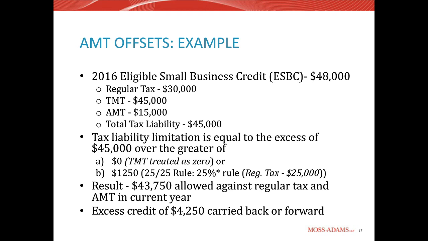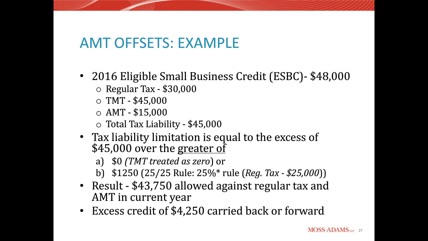So to calculate what they would be able to use, we would look at the greater of $45,000 over 0 for the tentative minimum tax because they're an eligible small business. And then there's this second limitation that comes into play with the R&D credit, and it's what we call the 25-25 rule, and it's 25% over your tax of $25,000. So in this example, it's $1,250.